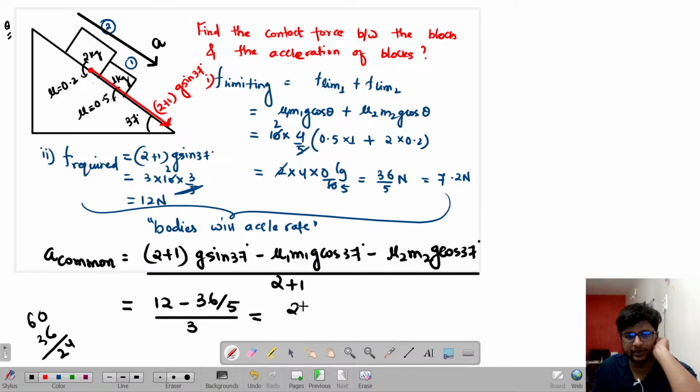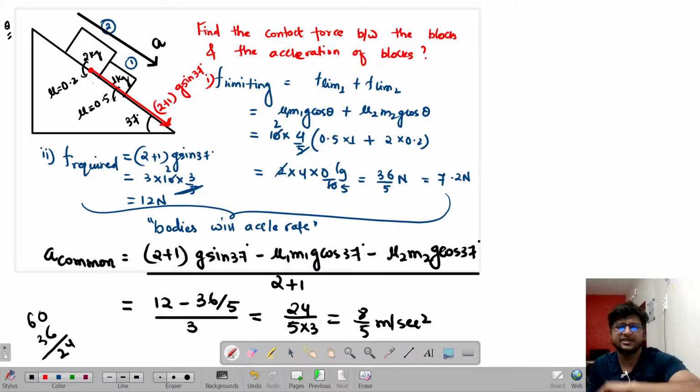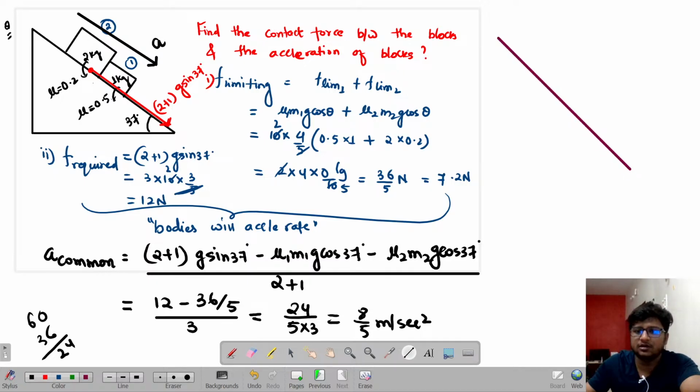24 by how much? 5 into 3. And 3 sevens are 21, correct? And this one is how much? 18 ka chok, 8 by 5 meter per second squared. Correct? Let it be in fraction only. Now, if I know my common acceleration, I can resolve any of the blocks on this inclined plane, correct? I can resolve the blocks.